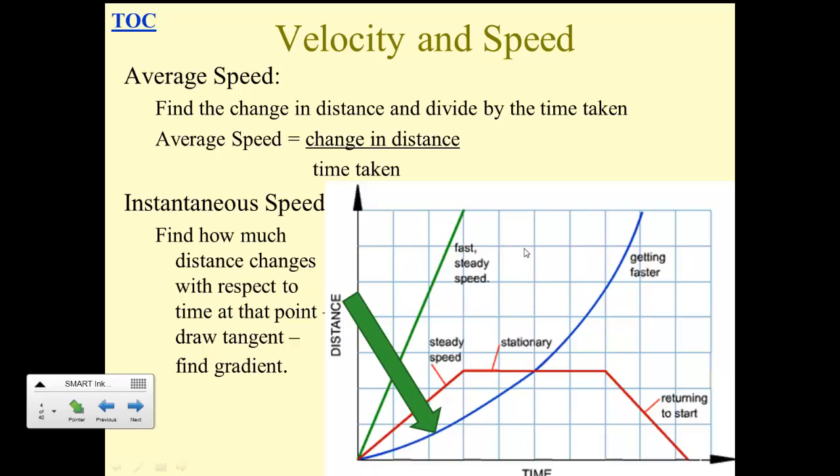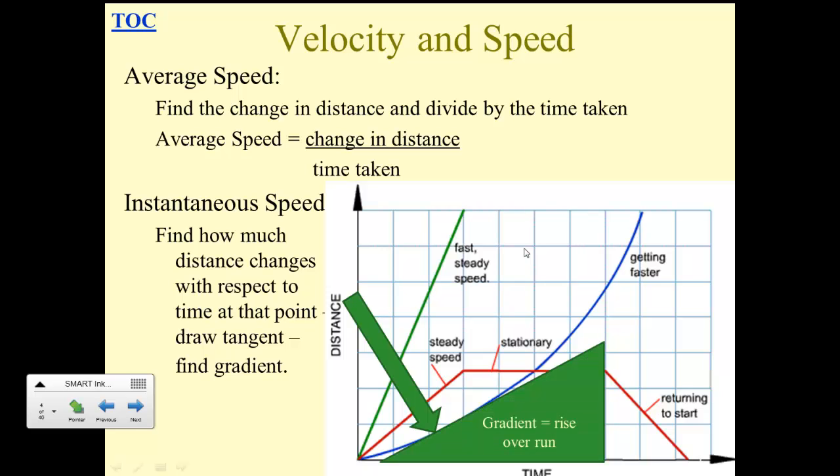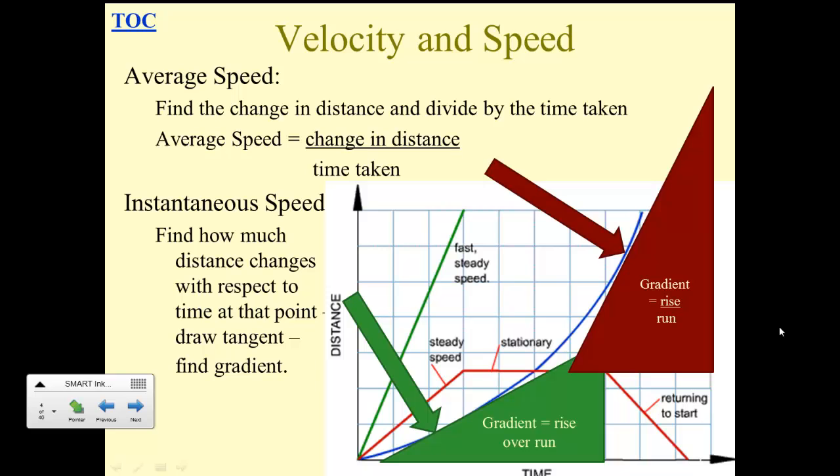We draw a tangent. In other words, we need to draw a triangle which is tangential to that line at that point, like this. So the gradient is the rise over run, which is 3 units divided by 6, which is roughly 0.5 meters a second. Going forward to higher up, it's going faster. At this point we need to draw another tangent and another triangle. The gradient, which is the velocity, is the rise over run. The rise is around 8, the run is around 4, so it's basically 2 meters a second.